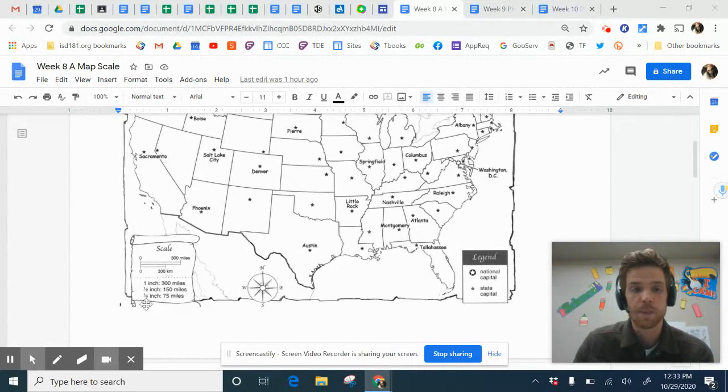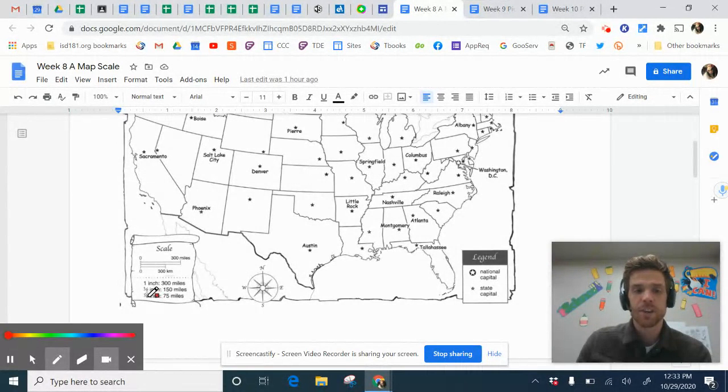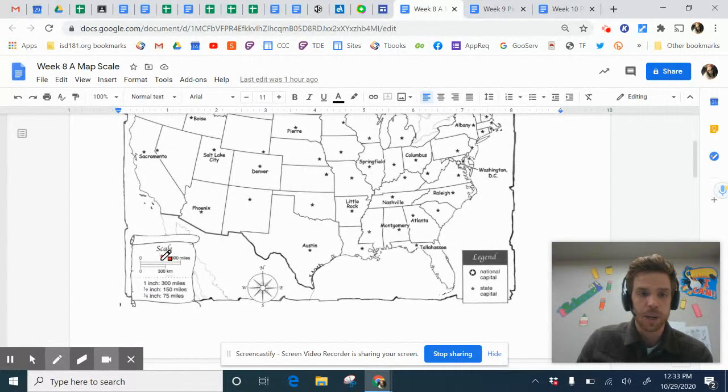Continuing on with our labels theme, 1 inch, 300 miles. Basically what that's saying is 1 inch equals 300 miles. So every time you travel 1 inch on your map, you are traveling 300 miles in your car or your airplane or whatever mode of transportation you are using to get from point A to point B. So 1 inch equals 300 miles. That being said, it goes even further to say half an inch. So that would be halfway between here, is 150 and 150. 1/2 inch is 150 miles.